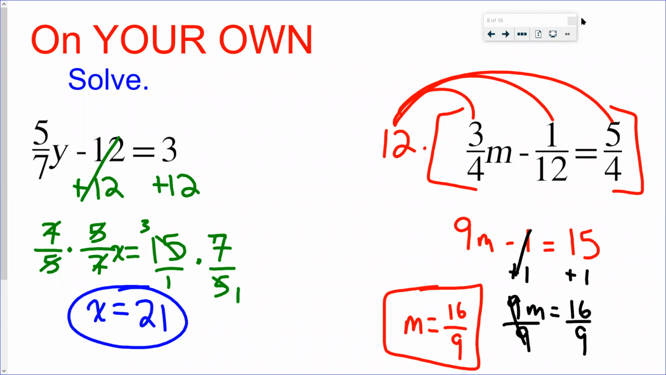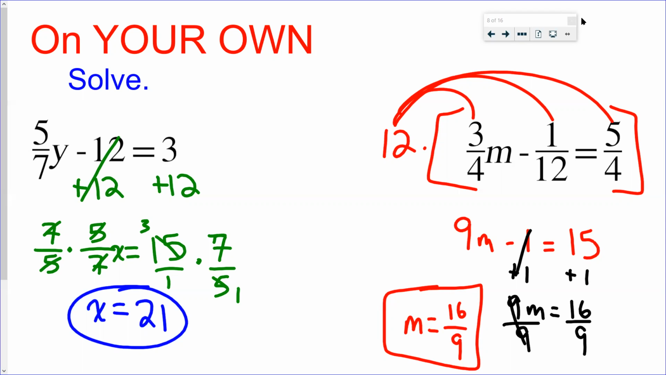All right, so the first one, you should have gotten x equals 21. And the second one, again, you multiplied everything by 12. It would have then left you with 9m minus 1 equals 15. And then when you solved, you would have gotten m equals 16 over 9. I apologize, I meant to make this a whole number. But that's fine. 16 over 9 is an acceptable answer. You could plug 16 over 9 back into the original equation, and you would get to prove that it is true.